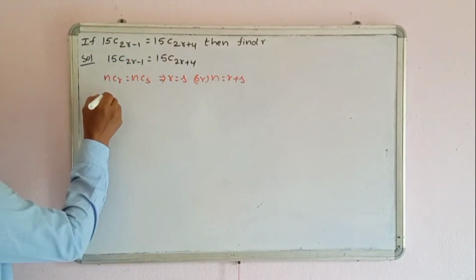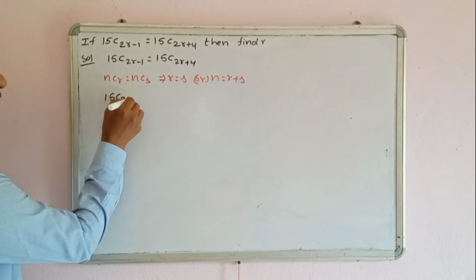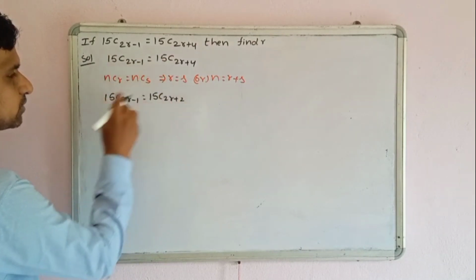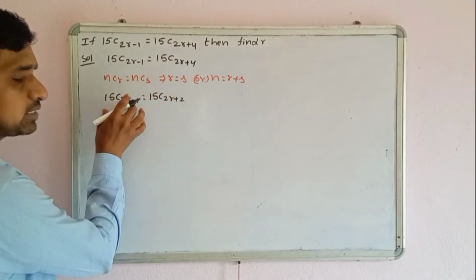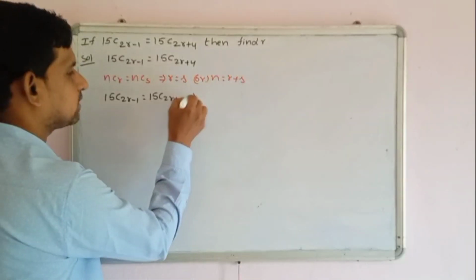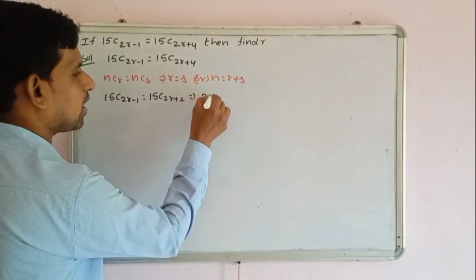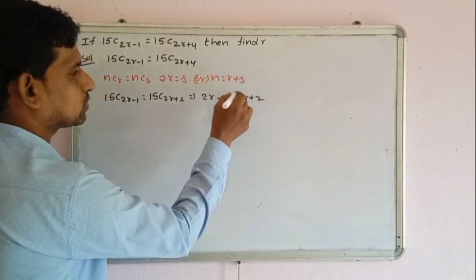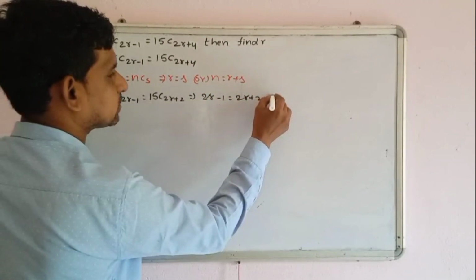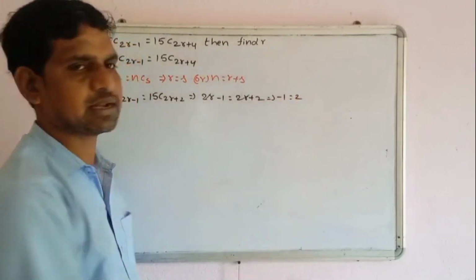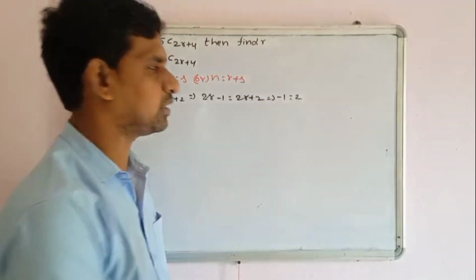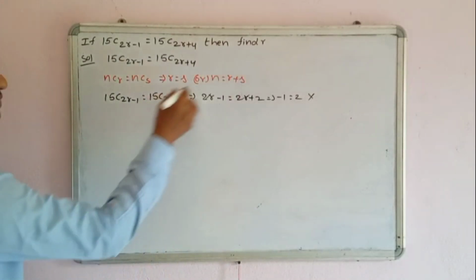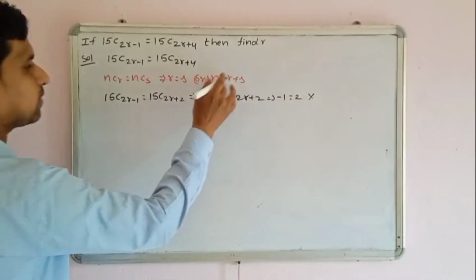Okay, first 15c2r minus 1 equals 15c2r plus 1. Observe that this is how the form NCR equals NCS. Then R equals S. So 2R minus 1 equals 2R plus 2. So 2R get cancelled. So minus 1 equals 2. This is meaningless. Minus 1 equal to 2 అనేది meaningless. So first condition not satisfied. So the second condition. So n equal to R plus S.